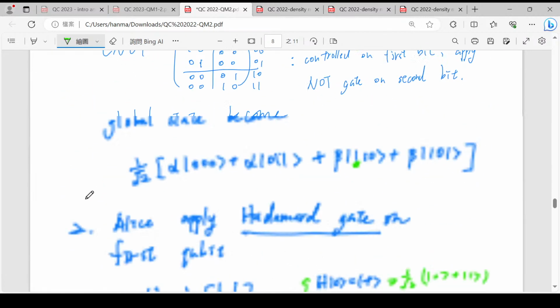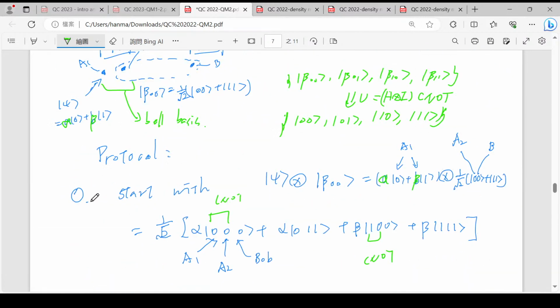But okay, so now let's go into the detail of the calculation.